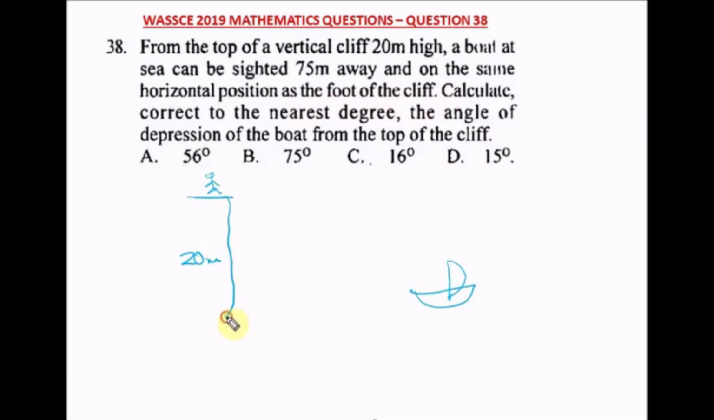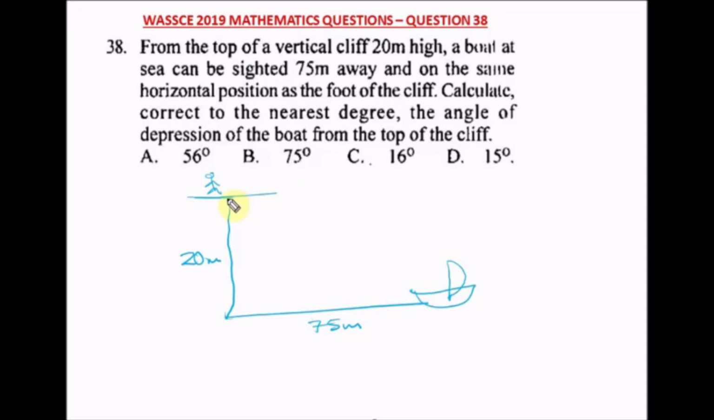As the foot of the cliff, horizontal position. That means from here to here is what? 75 meters away, horizontal position from the foot of the cliff. Calculate, correct to the nearest degree, the angle of depression of the boat from the top of the cliff. What is the angle of depression of the boat from the top of the cliff?